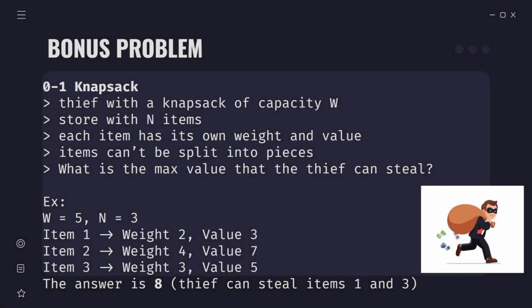Here is a bonus problem that you can try to solve by yourself using DP. A thief with a knapsack of capacity W is trying to rob a store with n items. Each item has its own weight and value and can't be split into pieces. What is the greatest value of items that the thief can steal if the total weight cannot exceed W? For example, if the knapsack has a capacity of 5 and there are 3 items in the store, the thief can steal items 1 and 3 to get a total value of 8.